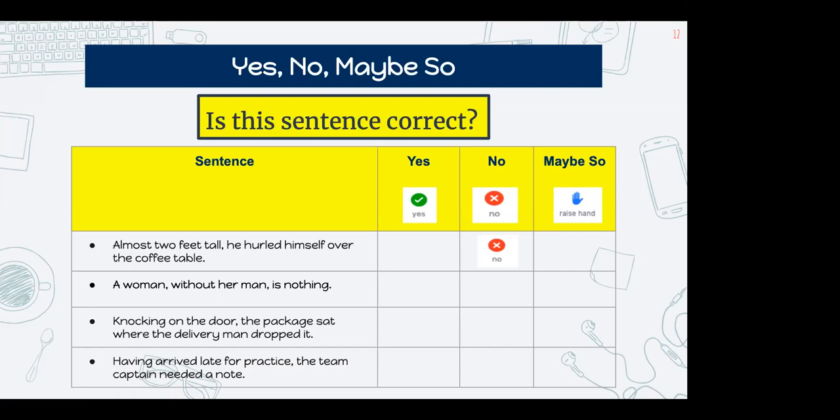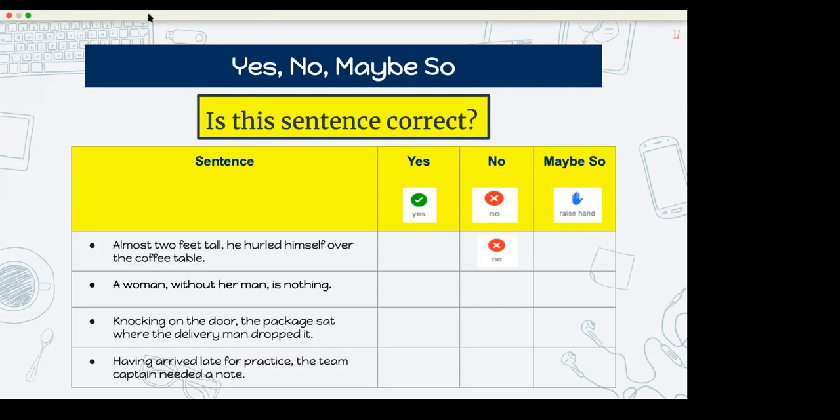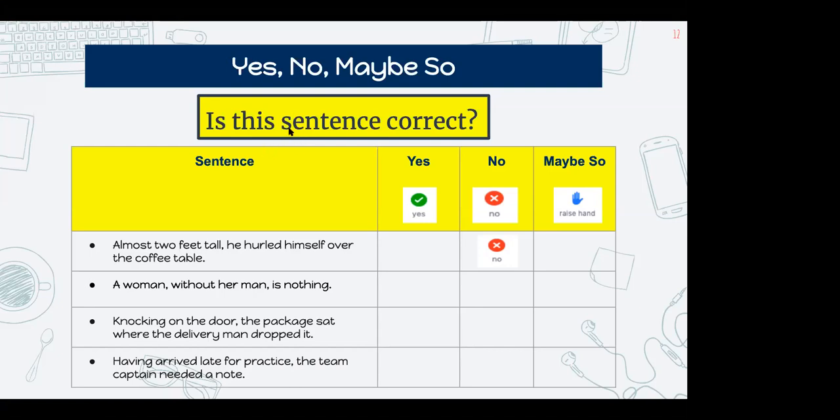All right, how about this one? A woman without her man is nothing. Is this sentence punctuated correctly? Yes or no? Change your answers. Let me see. Oh, I see a hold up. I want to object to the sentence. Okay. Okay, so if you want to object to the sentence, put that hold up, maybe so.